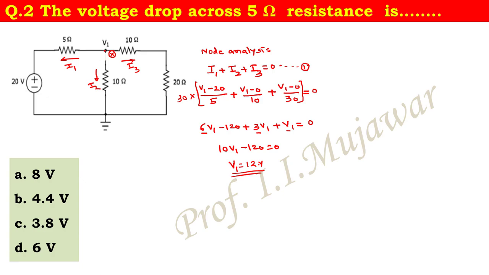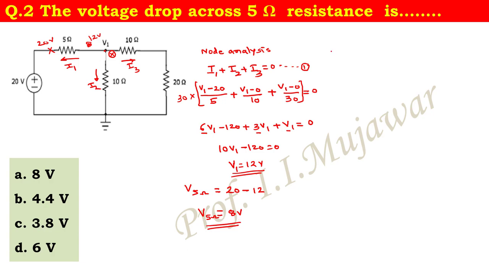Now the question is to find the voltage drop across the 5 ohm resistance. The voltage at the left side is 20 volt, and at this end it is 12 volt. That means the voltage drop across the 5 ohm is 20 minus V1, that is 20 minus 12. So V across 5 ohm comes out to be 8 volt.